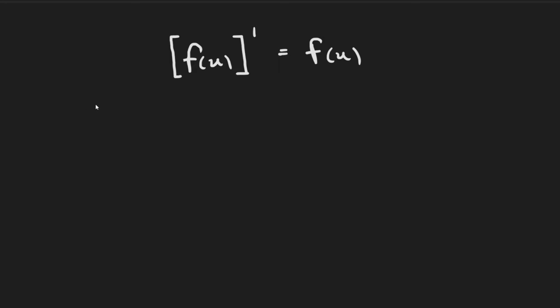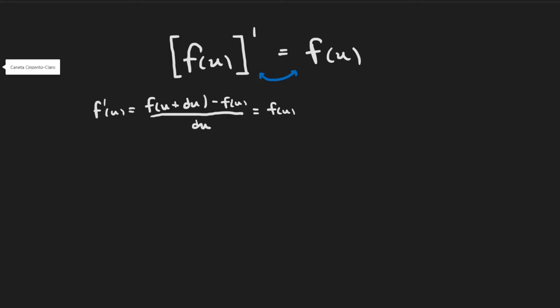The first definition, and the only one, is that f'(x), its derivative, is equal to f(x plus a small step in x, we call it dx) minus f(x), divided by that step dx. And we can also call this f(x), because of this expression right here. Because dx is such a small step, it tends to 0. The smaller the better.